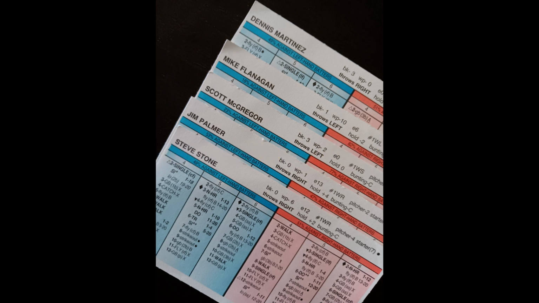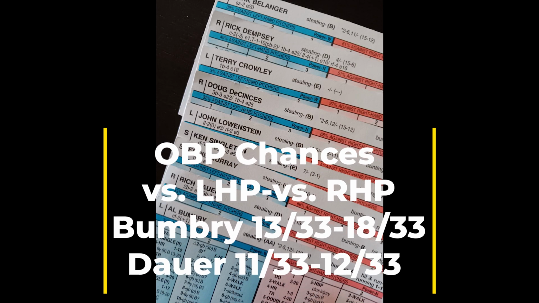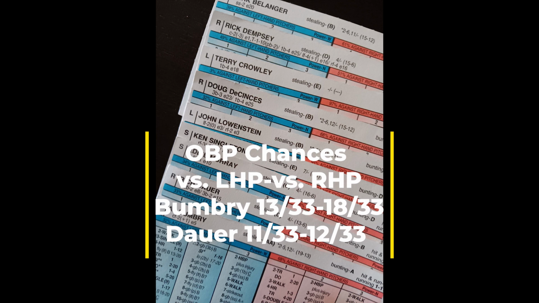But first, let's go through the 1980 Baltimore Orioles. First, let's get started with their offense. And their top of the order was Al Bumbry and Rich Dauer. And you see their on base chance numbers there. Those numbers are pretty good.